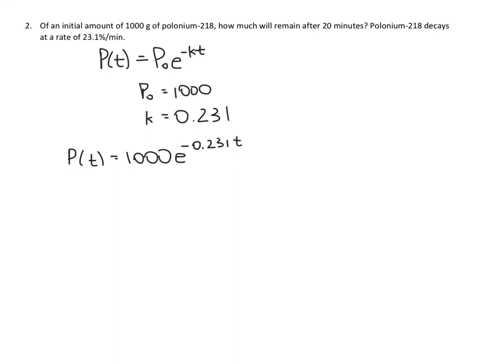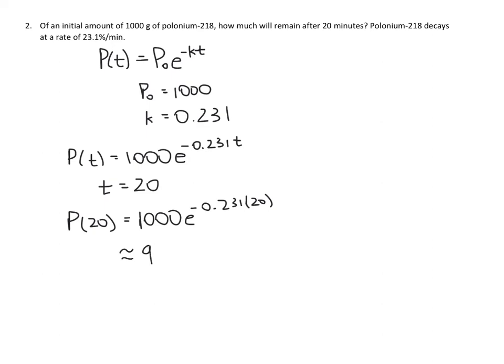Now we want to know how much will remain after 20 minutes. So when t is equal to 20, we want to know the amount that remains. So we're going to plug 20 into our function here. So we have 1,000 e to the negative 0.231 times 20. Now when we plug that in our calculator and approximate it, we get approximately 9.85. And here I've rounded it to 2 decimal places. So 9.85 grams is how much will remain after 20 minutes.